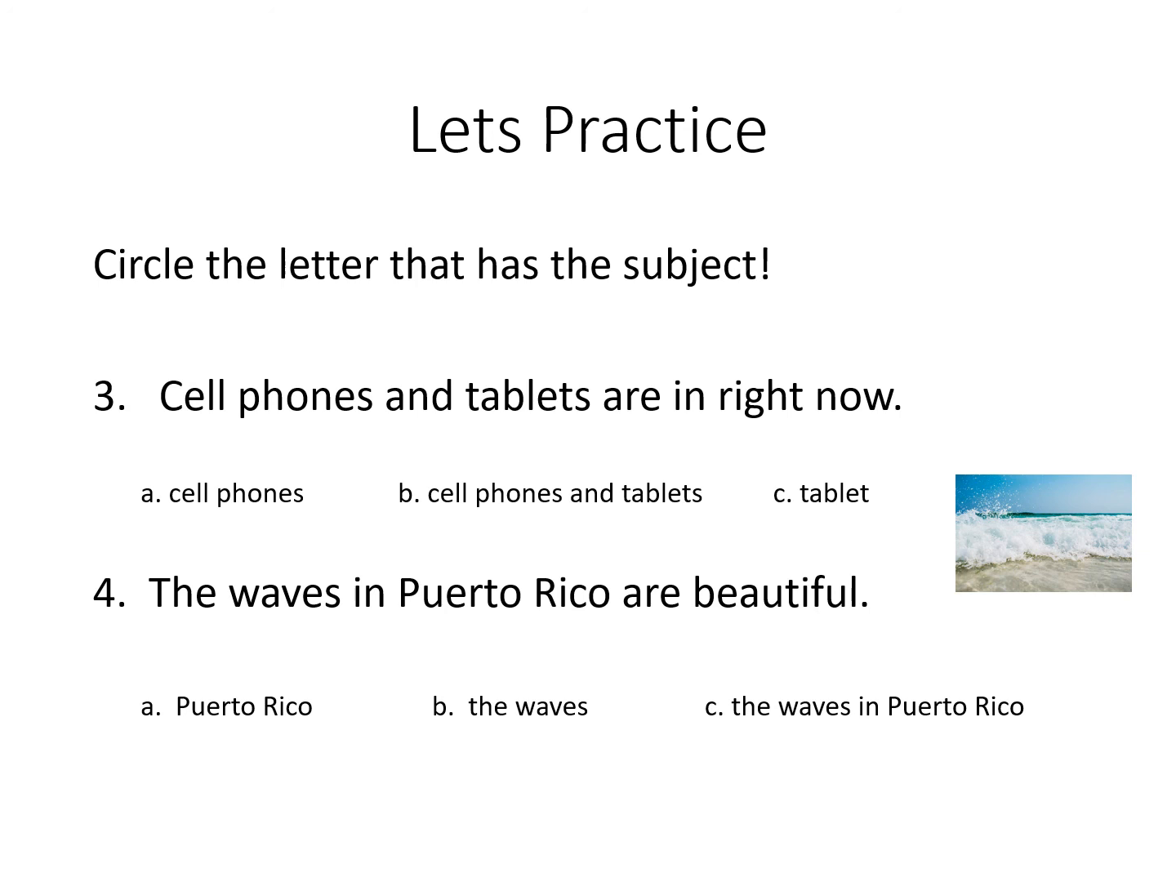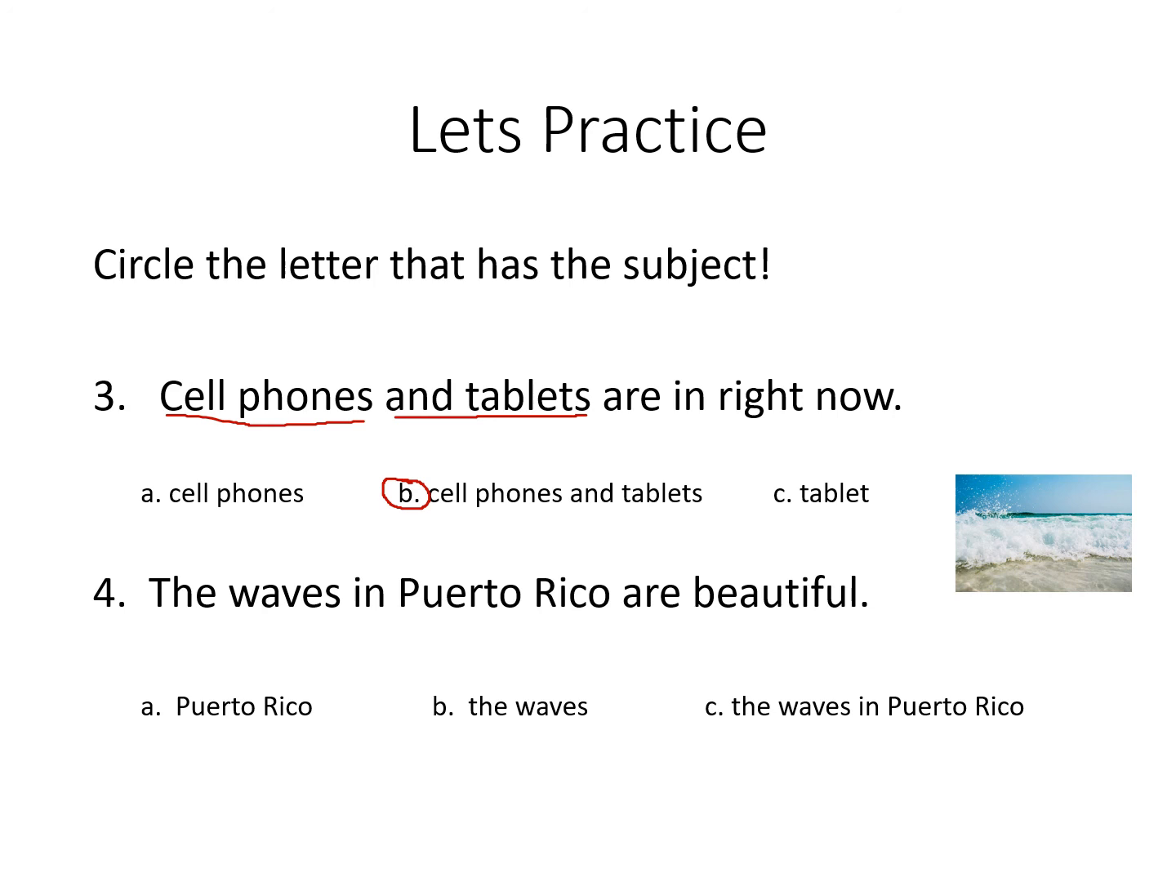So ask yourself, who or what am I talking about? I'm not talking about a person. It doesn't mention a person. So what am I talking about? I'm talking about cell phones. And what else? And tablets. I'm talking about cell phones and tablets. Both things. So this would be a letter B. Cell phones and tablets. That is the focus of my sentence.